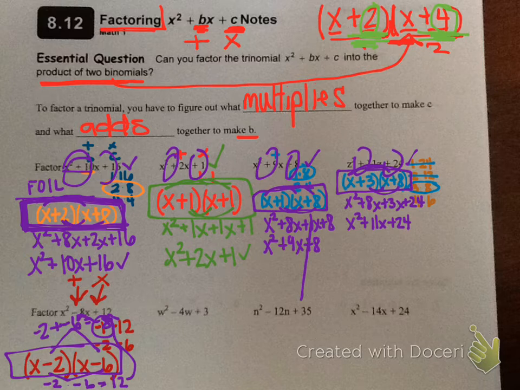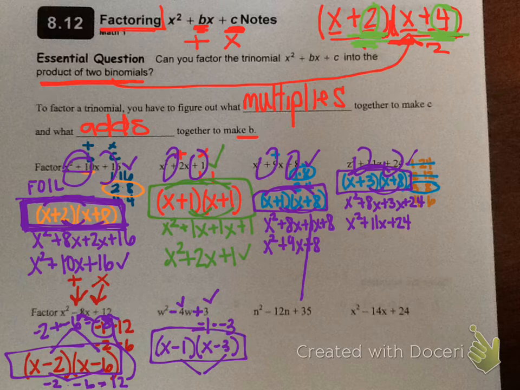Let's take a look at the next one. Again, we have a negative when we're adding and a positive when we multiply. So that would be negative 1 times negative 3. We got x minus 1 times x minus 3. When I add them, negative 1 and negative 3 make negative 4. When I multiply them, negative 1 times negative 3 makes positive 3. So this is my correct answer.